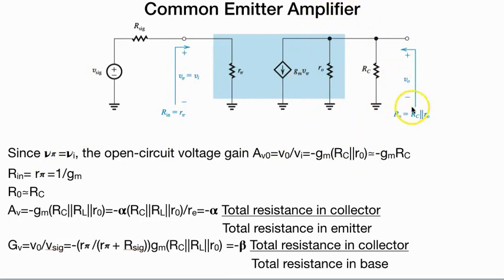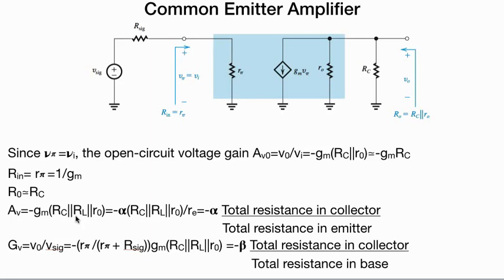That is the output resistance, minus gm into Rc. You could have RL also if a load resistance was connected to the output voltage. So you can say that Av is equal to minus alpha, total resistance in the collector region upon total resistance in the emitter region. That is a very simple formula to remember for the whole voltage gain V0 by Vi.